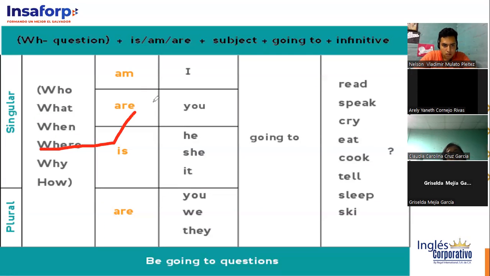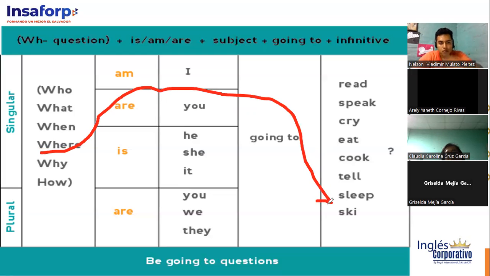where are you going to sleep tonight? Claudia Carolina? Where are you going to sleep tonight? Griselda, where are you going to sleep tonight? I am going to sleep at 10 p.m. No, where?